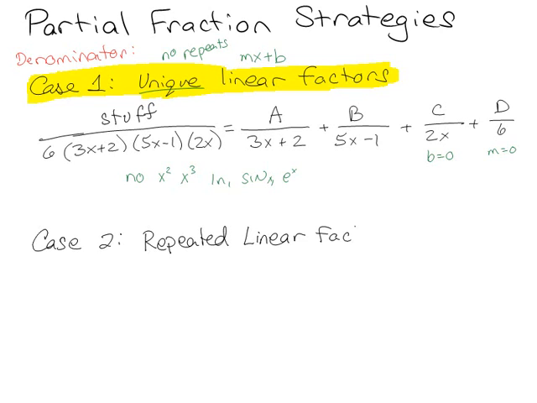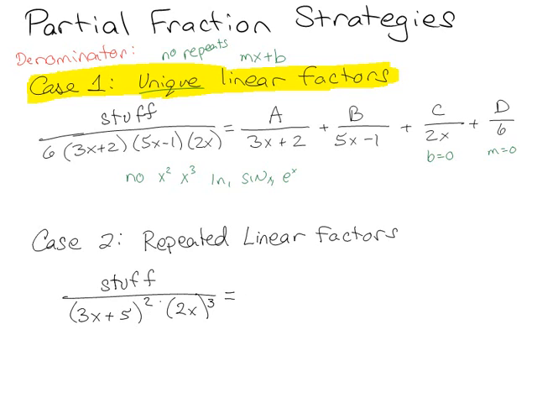Okay, so non-unique linear factors. Say we've got stuff on the top, and on the bottom we've got, I don't know, 3x plus 5 squared, and then we've got like a 2x. Okay, now this is a little bit different. It's really not too big of a deal, but basically what you do is you repeat. Let's make this a 2x cubed just to be fun.